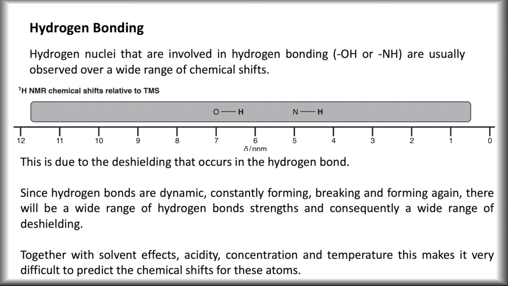Hydrogen bonds are actually dynamic in solution. They constantly form and break again, and because that's happening, you have a wide range of bond strengths and shielding being experienced by the hydrogen nuclei, and therefore it's very difficult to predict where they will occur. And that will also be affected by the solvent, if it's acidic at all, the concentration and the temperature. So it is difficult to predict exactly where those nuclei will appear in the NMR.